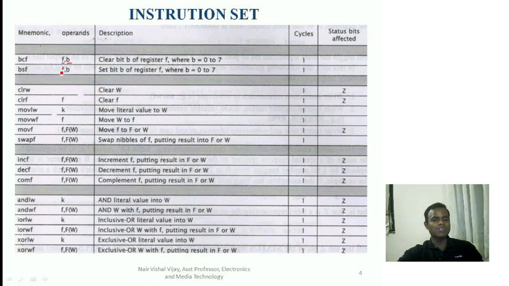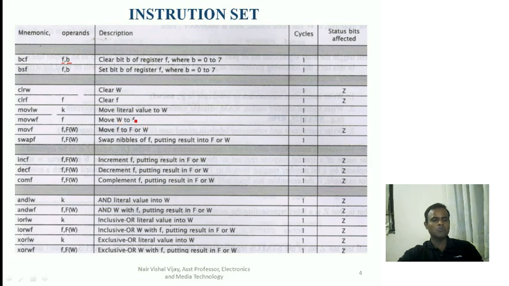BSF is used to set bit B of a register F. Similarly, you have the instruction CLRW, which clears the working register. CLRF is to clear a specific special purpose register. MOVLW is to move a literal value, denoted as K, as the operand. This literal value can be moved to the working register. MOVWF will move the value of the working register to a special purpose register F.